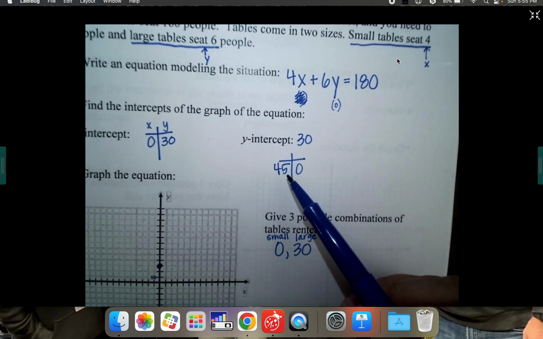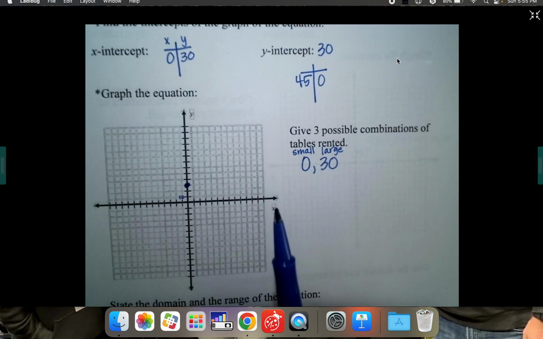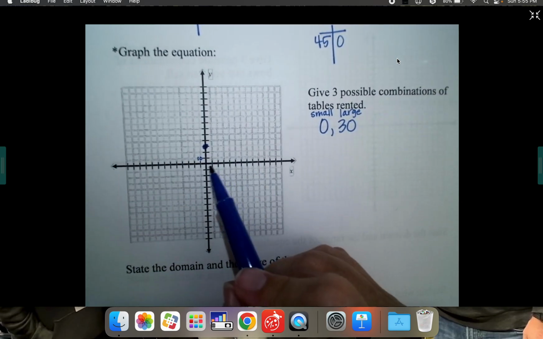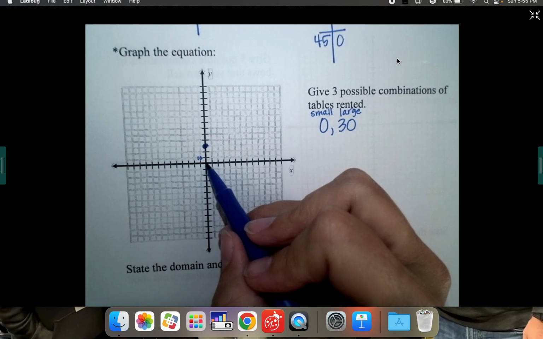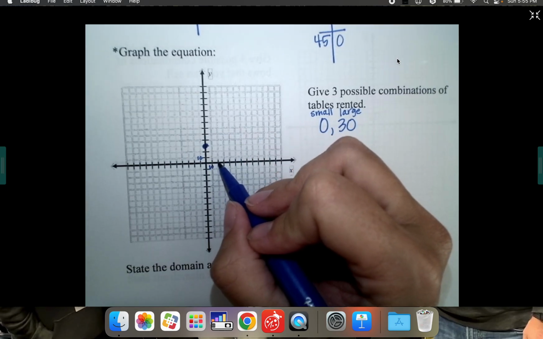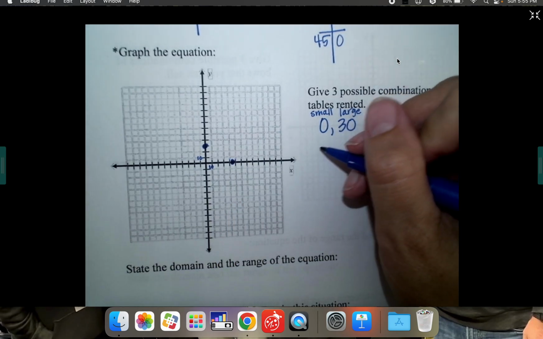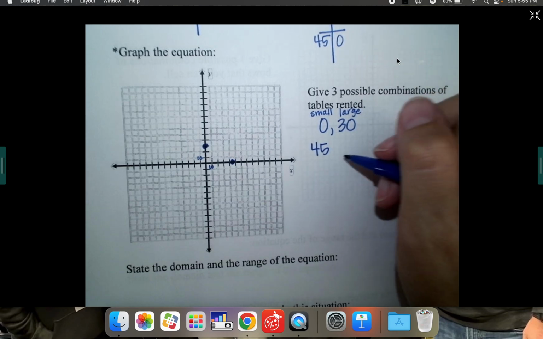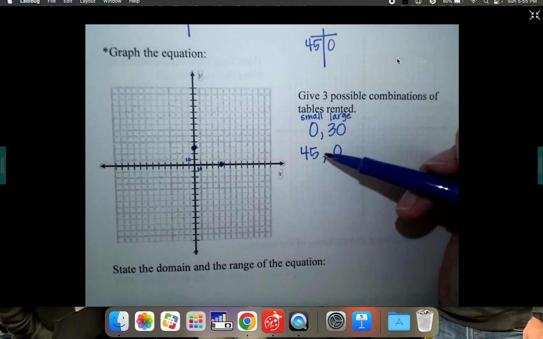If we could have 45 small tables, 0 large, that would be exact. So 45, 0, if we're counting by tens, I should have probably counted by fives. But let's stick with what we already started. 10, 20, 30, 45. So another possible combination is 45 small tables and 0 large. That would also seat our total of 180 people.